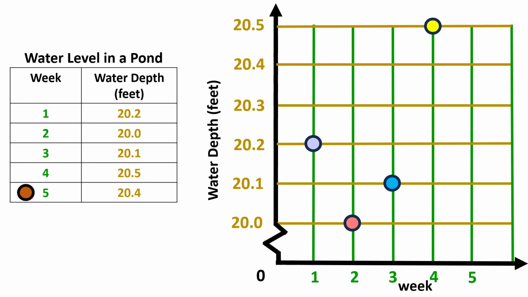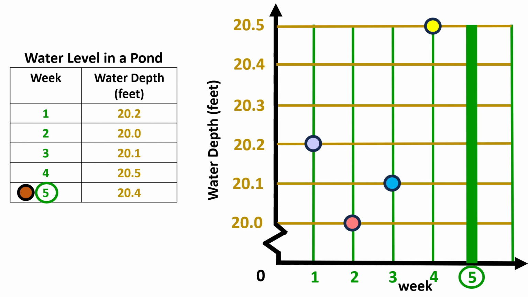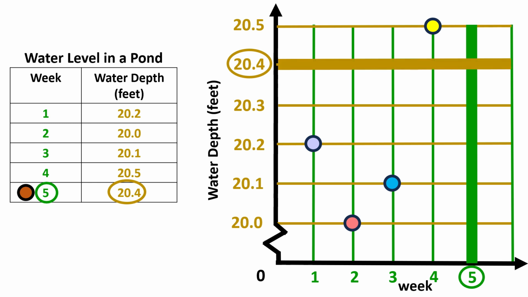Let's plot the brown point. The brown point has a week value of 5. We'll circle the number 5 on the week axis. Then, we'll highlight the entire line that has a value of 5 weeks. The brown point has a water depth value of 20.4 feet. We'll circle the number 20.4 on the water depth axis. Then, we'll highlight the entire line that has a water depth value of 20.4. Next, we find the place where these 2 highlighted lines cross. That place is where the brown point goes.